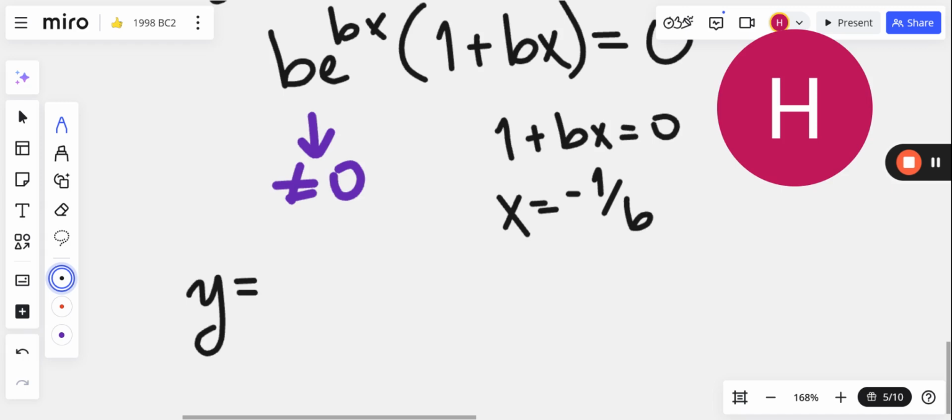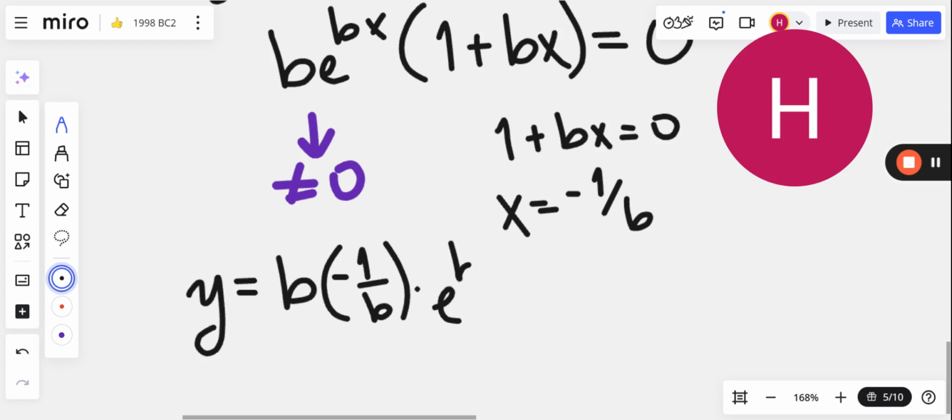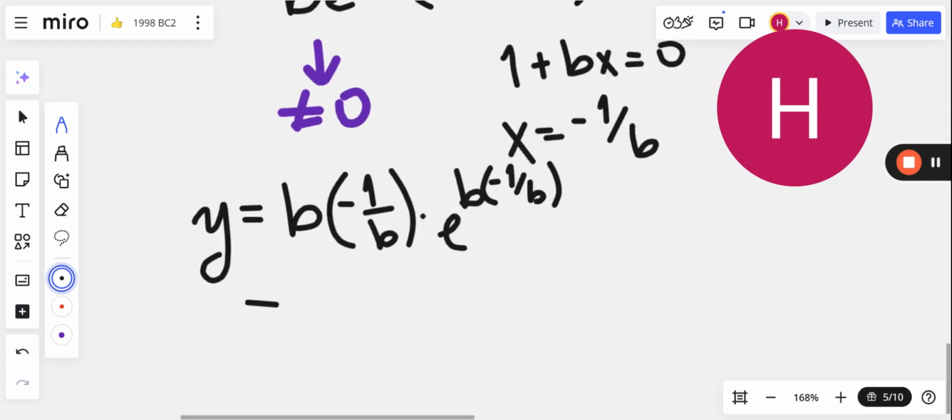So we'll say y equals b times negative 1 over b, times e to the b times negative 1 over b. And so we're going to get the same kind of cancellation that happened with the 2. We're going to get negative 1 times e to the negative 1, which is in fact negative 1 over e.